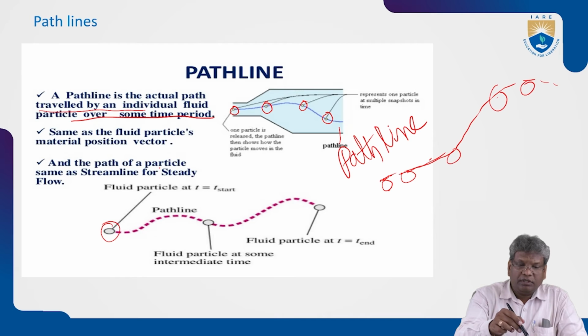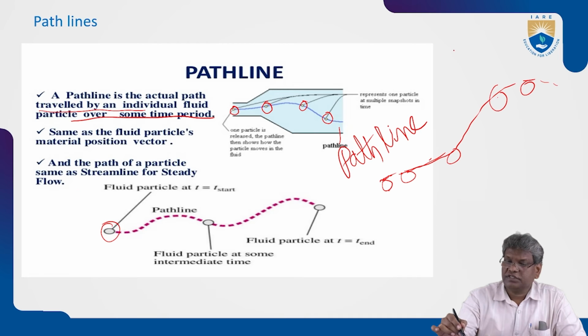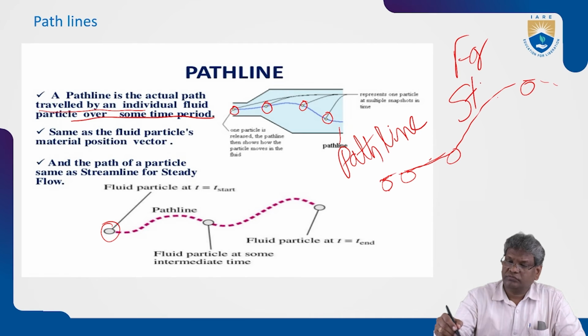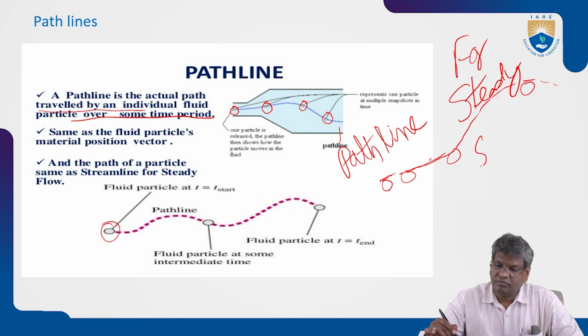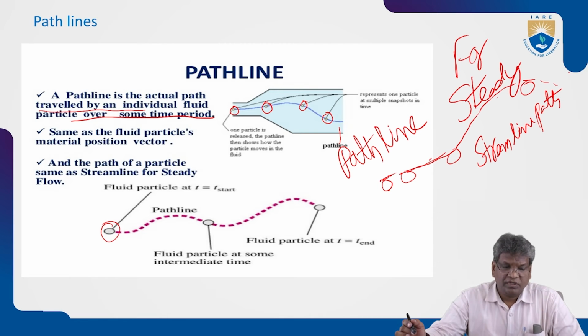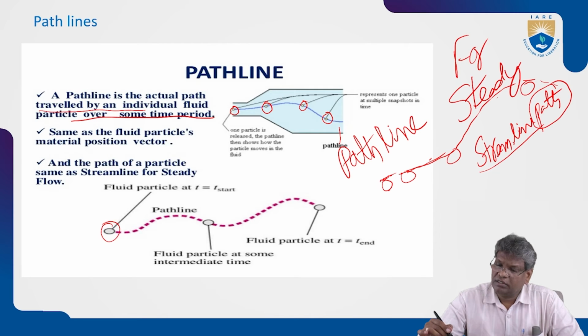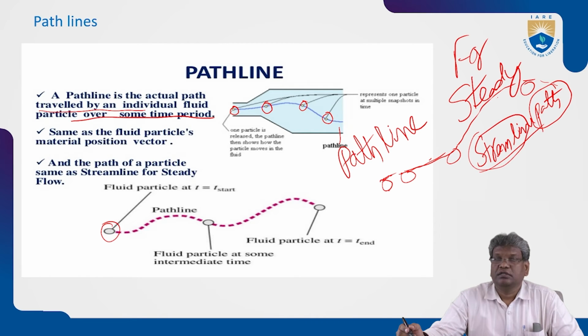So another: path of a particle is the same as the streamline for steady flow. If the flow is steady, both streamline and path line are the same. That means for steady flow, path line and streamline are the same lines.